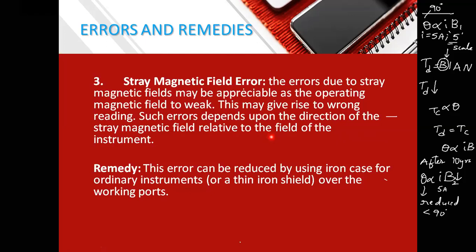Stray magnetic field means external magnetic field. The error due to stray magnetic field may be appreciable as the operating magnetic field is weak. This may give rise to wrong reading. Such errors depend upon the direction of stray magnetic field relative to the field of the instrument. Let us discuss this also in detail.